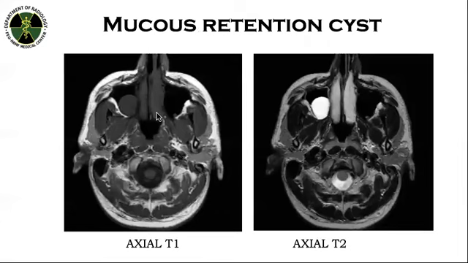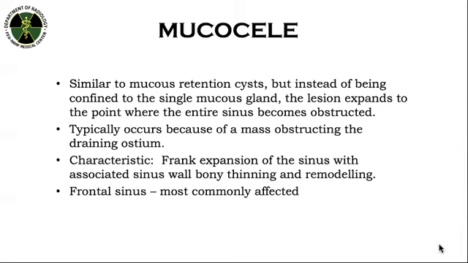Again, it is a round, well-defined round structure in the area of the maxillary sinus, in the right maxillary sinus in your axial T1 MRI. So it appears hypointense. And then in T2 MRI, axial view, it appears hyperintense. So this is an example of your mucus retention cyst in the right maxillary sinus.